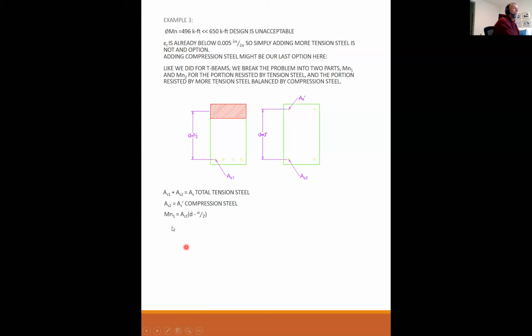So I can solve for Mn1 is equal to As1 times d minus a over 2. That's this half. Mn2 is As2 times d minus d prime. That's the other half. Mn1 plus Mn2 is equal to the total Mn. Therefore, phi Mn is equal to Mu, which it better be when we're finished. So Mn2 is equal to Mu over phi minus Mn1.